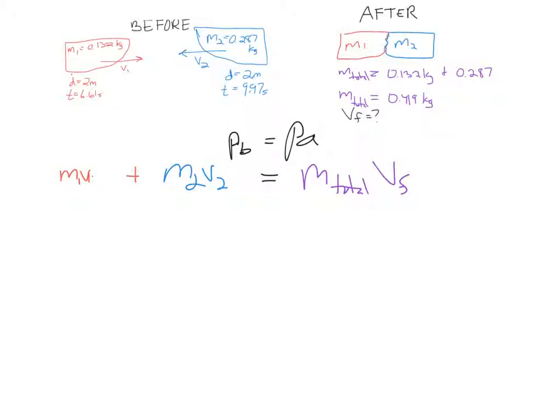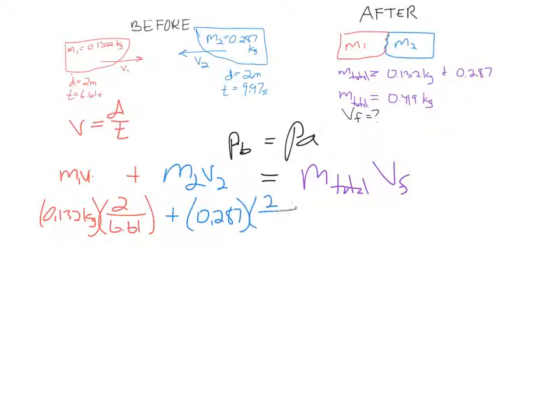So for the first boat, I have a mass of 0.132 kilograms. The velocity I don't have directly, but I know the distance and time. So velocity is distance divided by time, at least for an average velocity. So that would be 2 over 6.61. And then for the blue boat, I have 0.287 kilograms in 2 meters in 9.97, so a little more massive, but not quite as fast. And I have a total mass of, well, both of them put together.